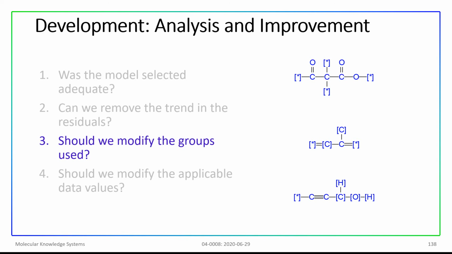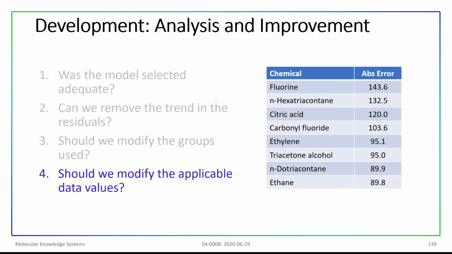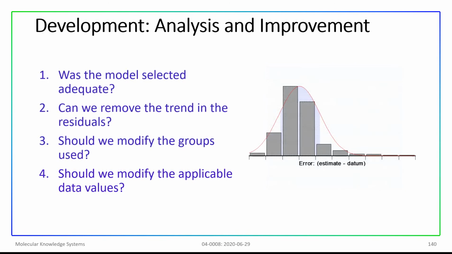We can often consider second-order groups. These are groups that contain information about atomic neighbors. And should we modify our data values? This may sound like a strange question, but perhaps we need to make our group contribution technique more specific. Maybe we should exclude certain types of chemicals, chemicals containing certain functional groups, chemicals of high molecular weight or low molecular weight. Fortunately, today with the appropriate software, investigating these questions can be done fairly easily.